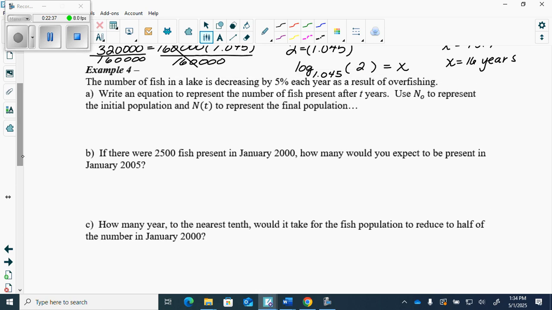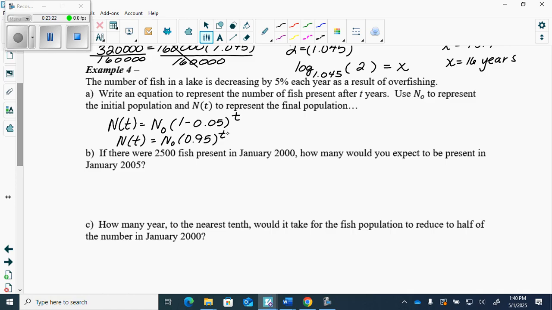Okay, example 4. This one says the number of fish in the lake is decreasing by 5% per year as a result of fishing. Write an equation to represent the number of fish after t years using N sub 0 to represent the initial and N of t the final. So N of t equals N sub 0 times (1 minus 0.05) to the t, so N of t equals N sub 0 times 0.95 to the t. We know it's decreasing because the base is between 0 and 1. How much is it decreasing by? 5%, because it's 5% below 1. We always start at 1, not 100%.